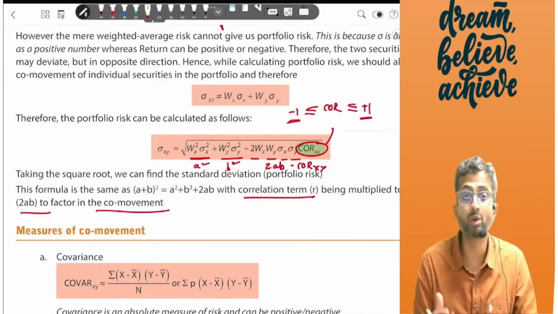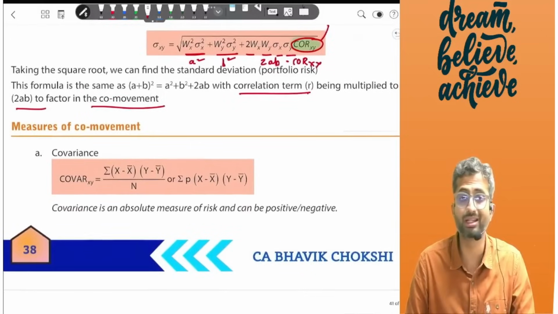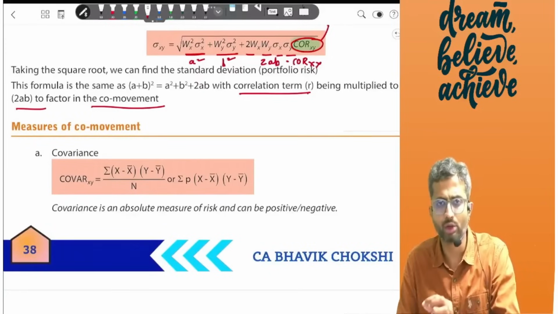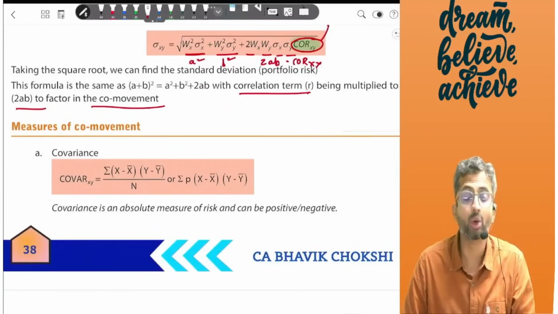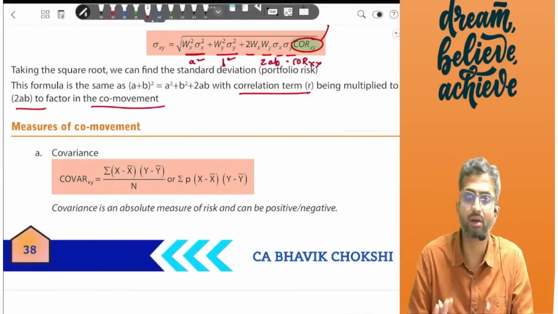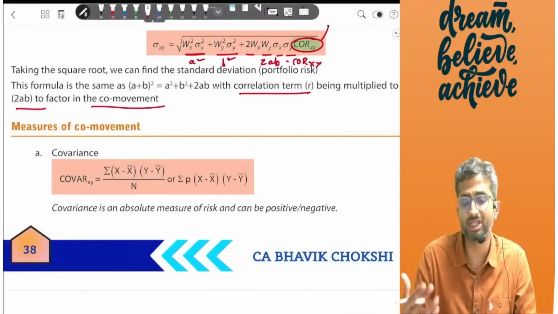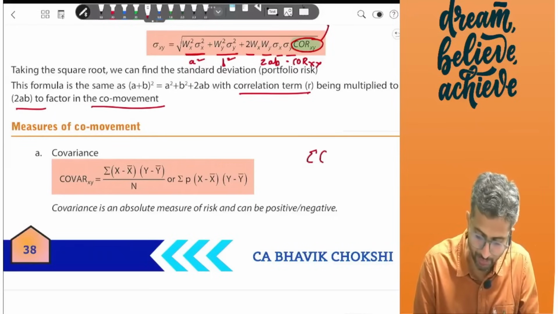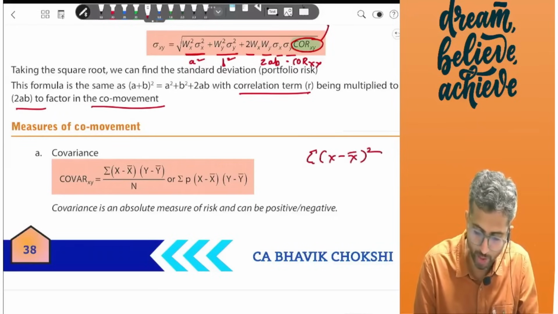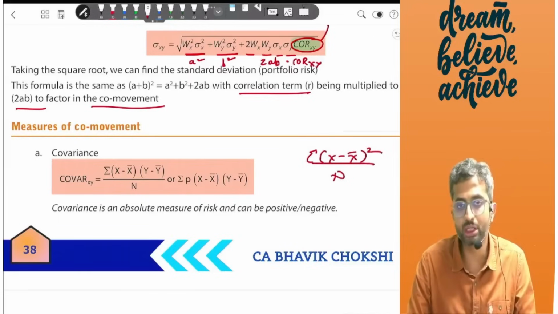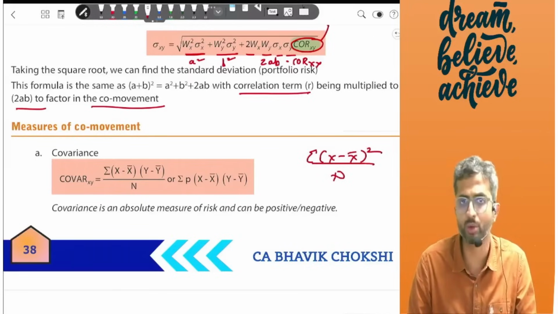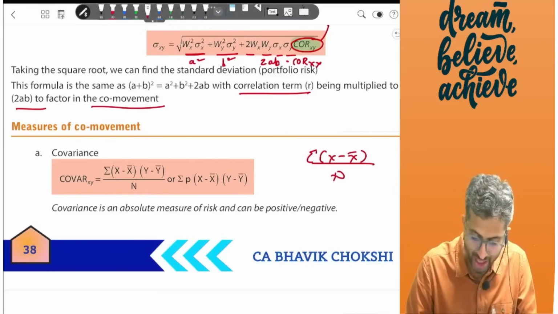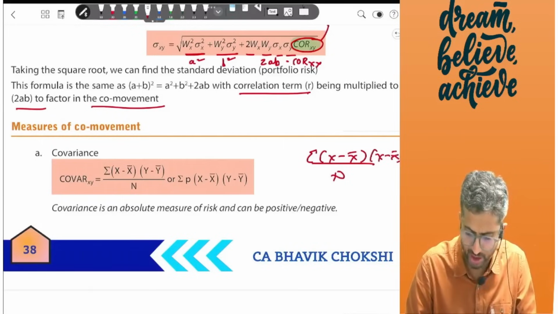So over here, how do you calculate the correlation? Well, correlation is calculated as covariance divided by the standard deviation of X into standard deviation of Y. Now, how do you calculate covariance? Covariance is nothing but similar to variance. In variance, what happens is, let us say you take summation of X minus X bar the whole squared divided by N. If you square root, this becomes standard deviation. If you don't square root it, it is variance. So over here it is X minus X bar into X minus X bar. Basically, it is X minus X bar squared.